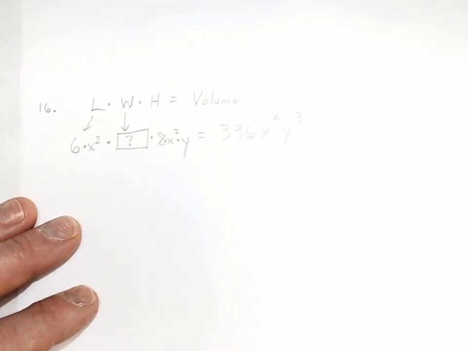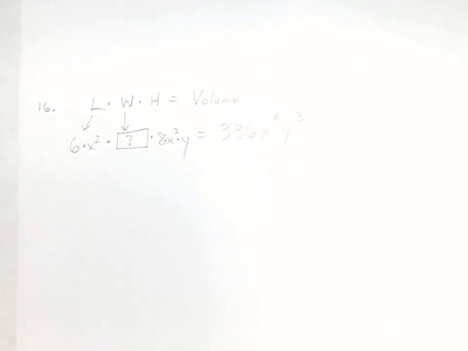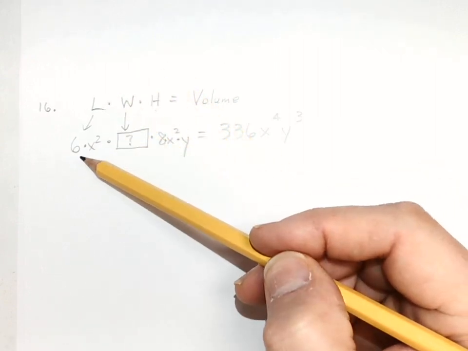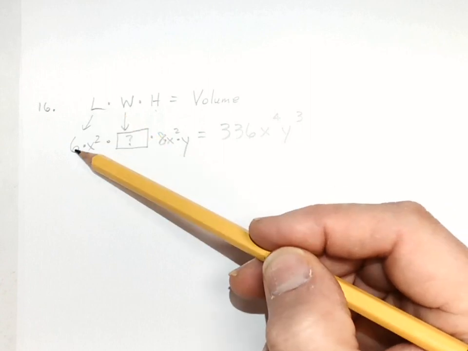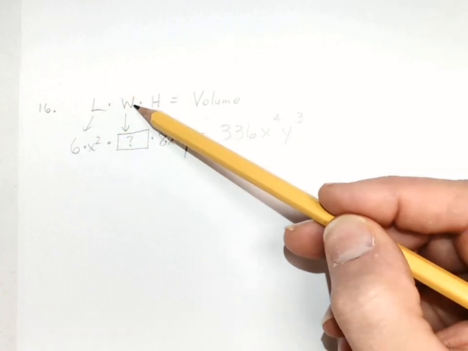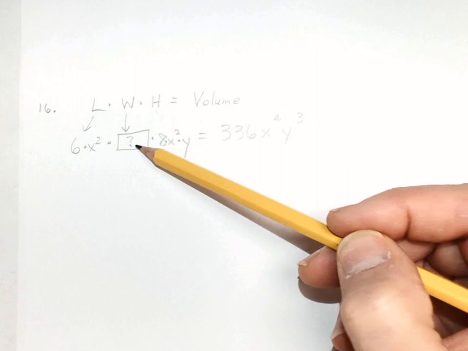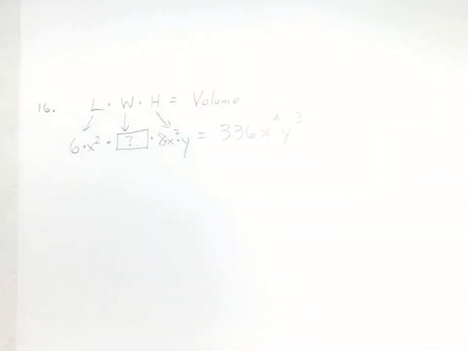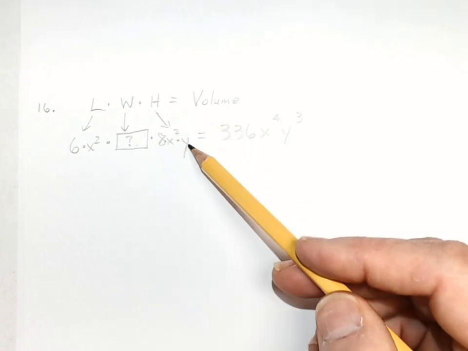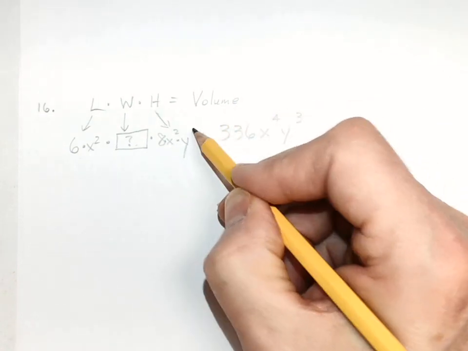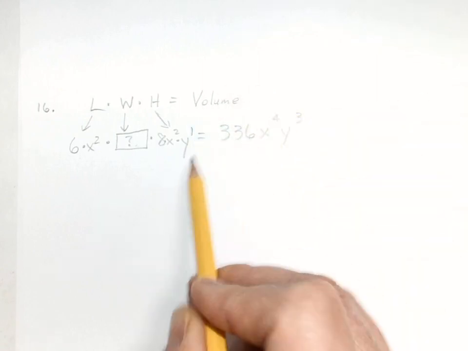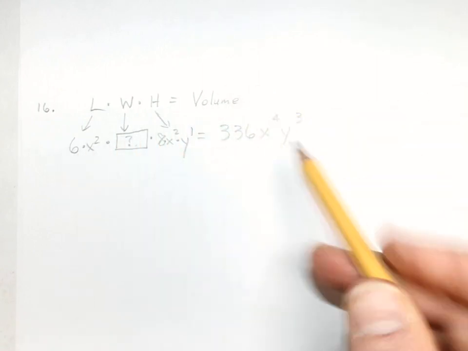On number 16, we are using our volume formula. So if you look at problem number 16, what I've done is I've taken the length from the table, I've plugged it in as 6x squared. I don't know the width, so I've put a little box, that's what I'm looking for, question mark. And then the height is told to be 8x squared y. Now remember, that's 8x squared y to the what? To the 1.